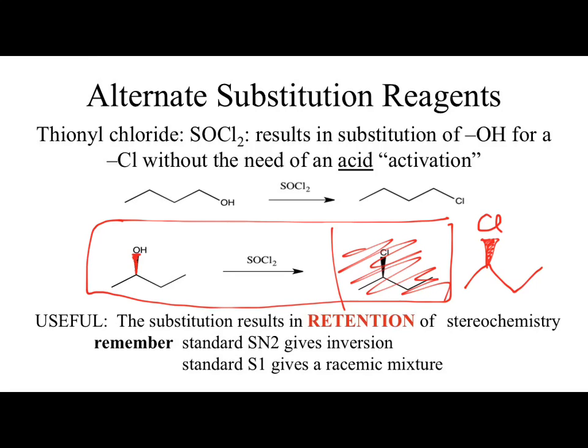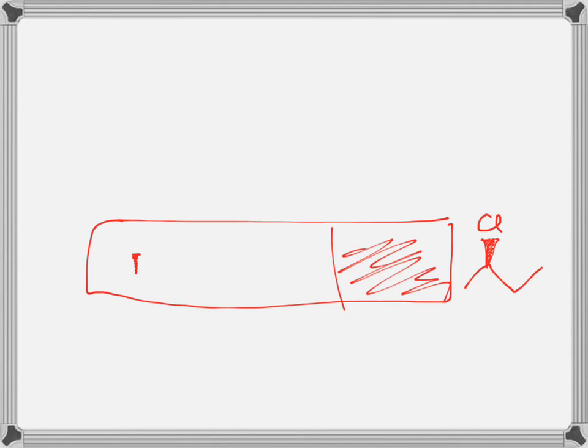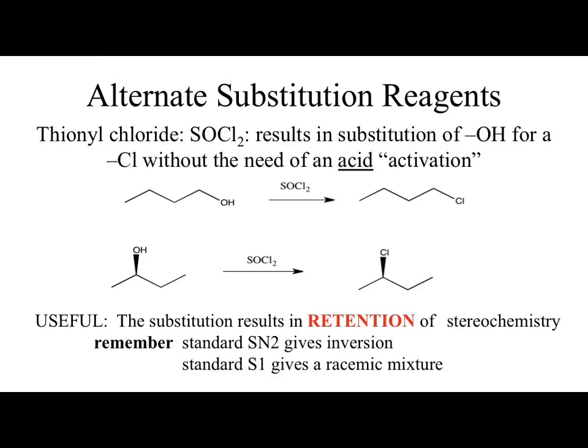Okay, so let me draw out the, what do I want? This. Come on. Okay, maybe I can't draw out the mechanism. Got it? Okay, so we'll start with our secondary alcohol. We've got our thionyl chloride. Our lone pairs on our oxygen. Can you guys see that?